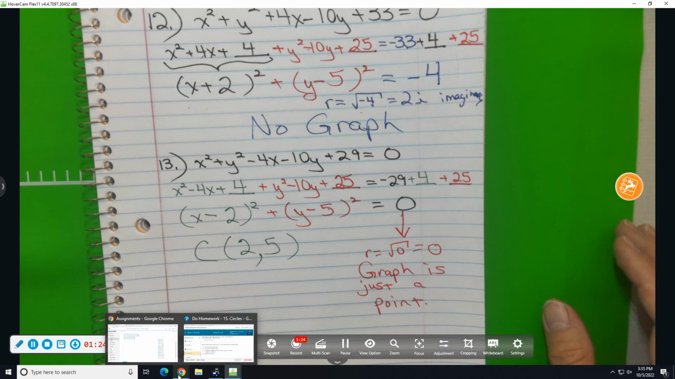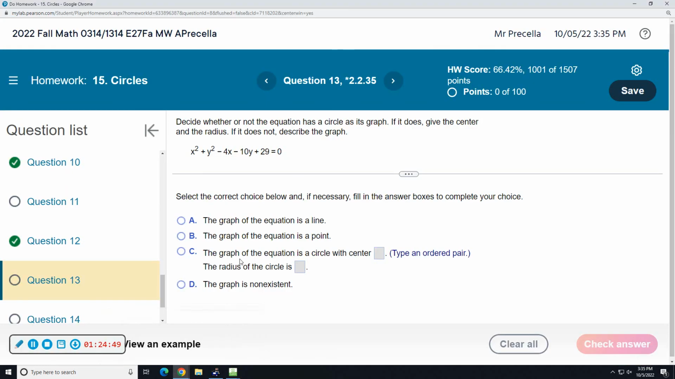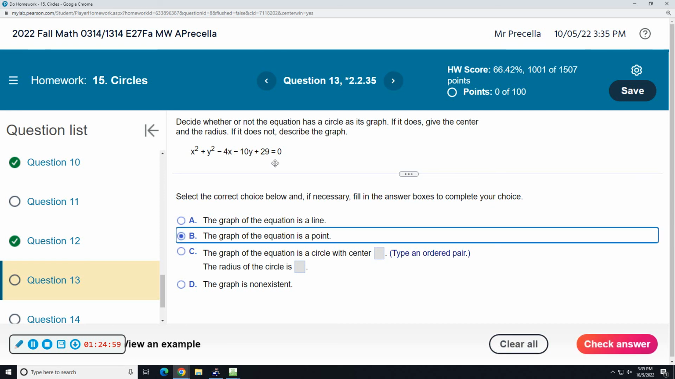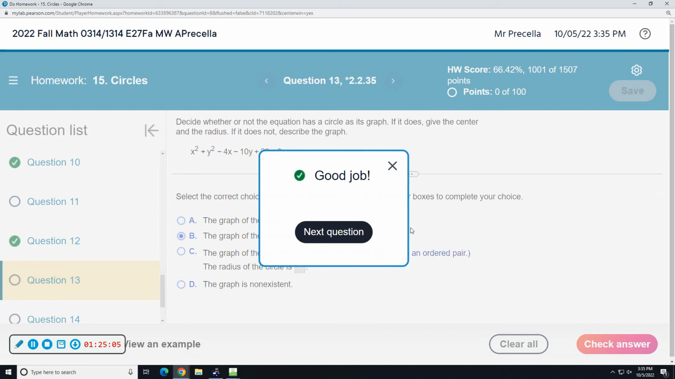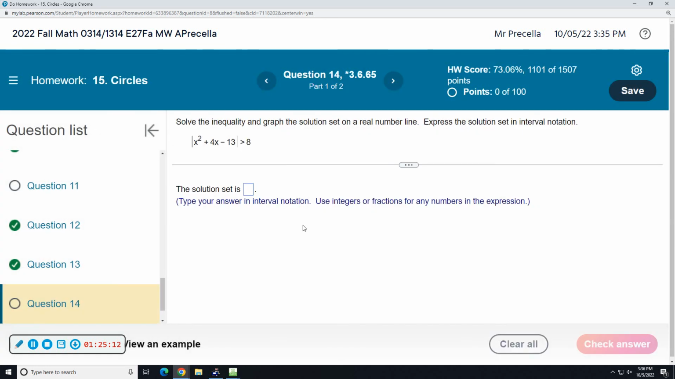But I've seen some of the new editions, and on this type of problem where it says the graph is a point, it then says the point is, and you have to type it in. But we haven't gone to that yet. Let me see. Does it tell you which one it is? I don't know. Anyway. Check answer. And I think number 14 is a good old cut point. Okay, just review from there.